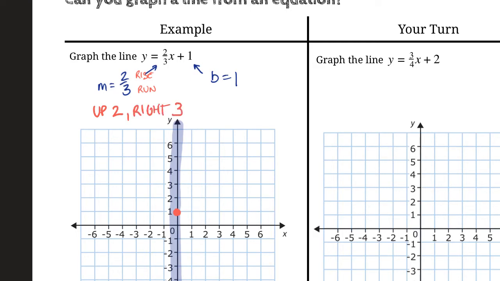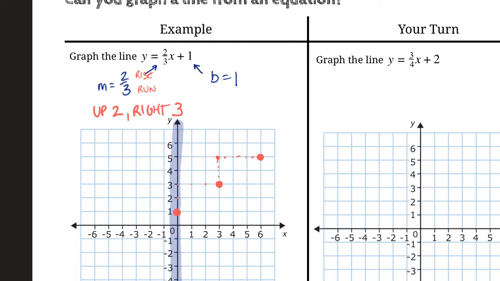Up and right are always our positive directions. So we start at our y-intercept of 1, and from that point we go up 2 and right 3. See how we went up 2 and right 3? That takes us to this point right here. That is another point on the line. We can actually do it again. We can go up 2 from that point and over 3 to get to this point here, and that is another point on the line as well.